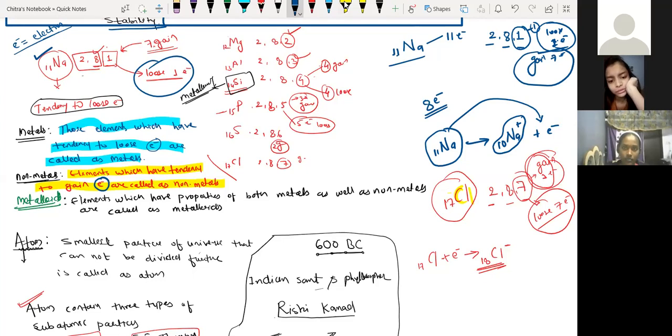Okay, like here we have non-metals, which are they? Phosphorus, sulfur, chlorine, etc. Magnesium and aluminum are the metals. Sodium is a metal because they have a tendency to lose electrons.